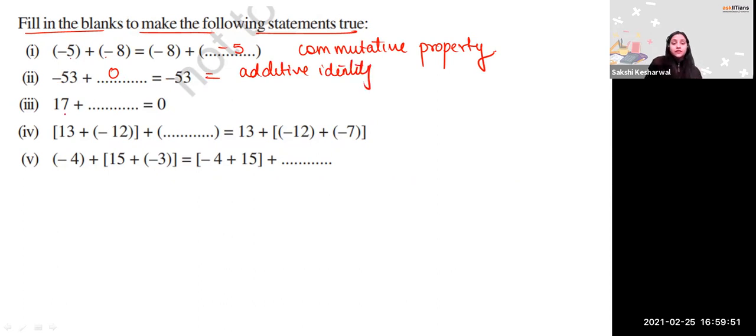Right, now 17 plus dash is equals to 0. So when you get the answer 0, when you add the additive inverse to it, so it will be what? Negative 17, right? So this will be what, beta? Additive inverse, right?